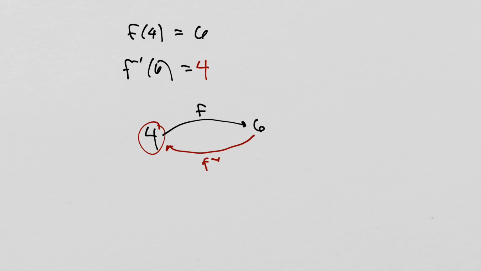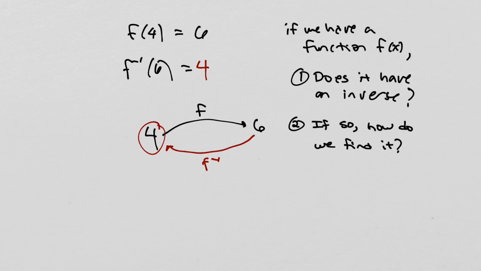Okay, so let's start thinking about how we can tell if these two things can actually match up with each other. In other words, if I gave you a function, does it necessarily have an inverse? And then if it does have an inverse, what's it going to be? So here's what we're going to ask. If we have a function f of x, 1, does it have an inverse? And then 2, if so, how do we find it? So let's go through these things one at a time.